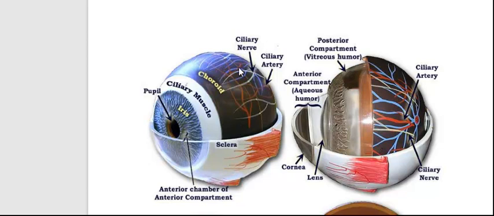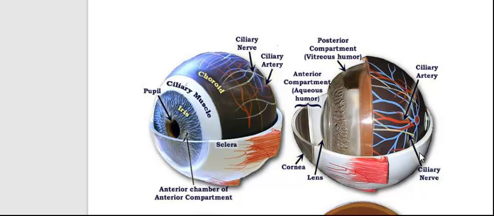When you look back here, notice the colors. If you have blue, you're talking about a vein. If you're seeing red, you're talking about an artery. And if you're looking at white, you're looking at a myelinated axon bundle, which would be called a nerve. So here's your ciliary nerve, and here's your ciliary artery. And here's another picture over here, the ciliary artery. So remember the color convention and the ciliary nerve again.